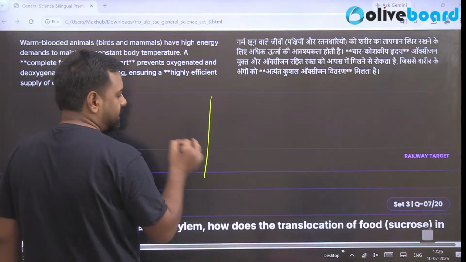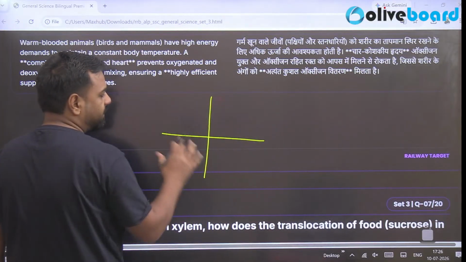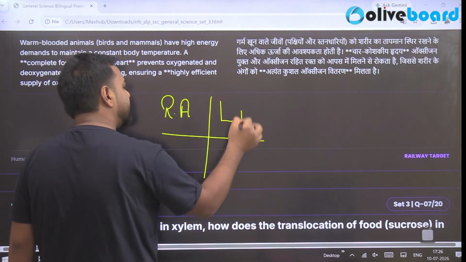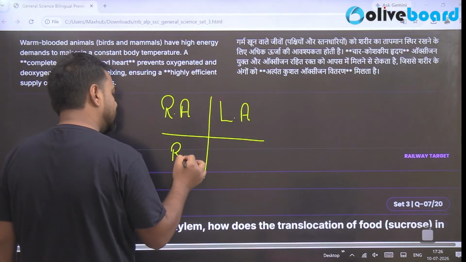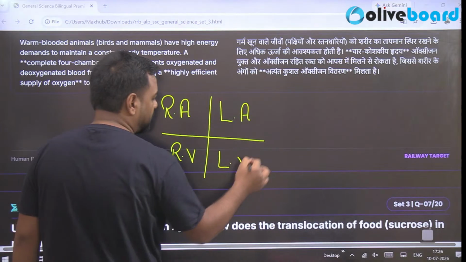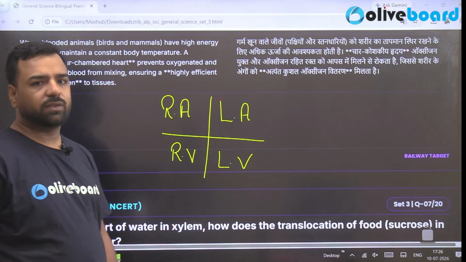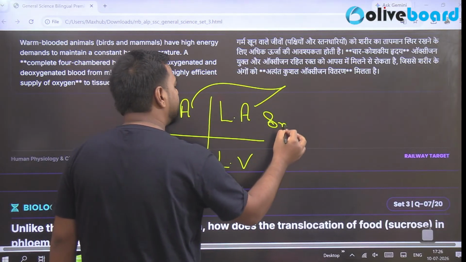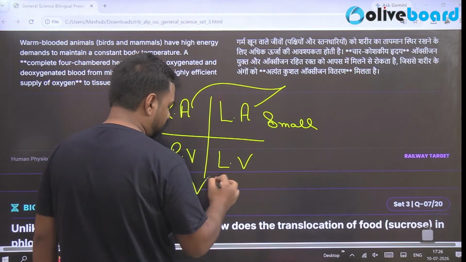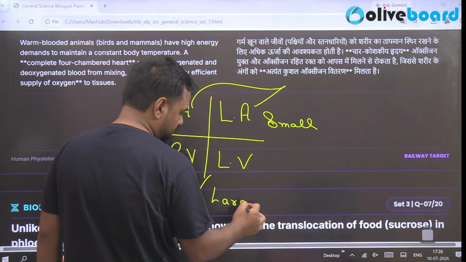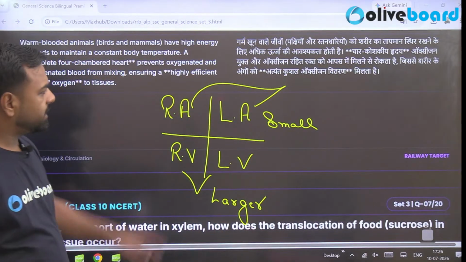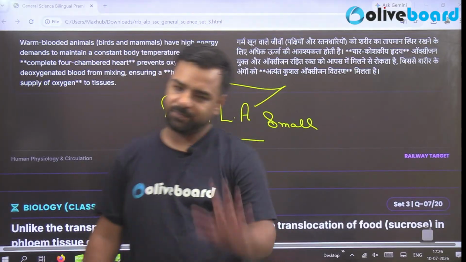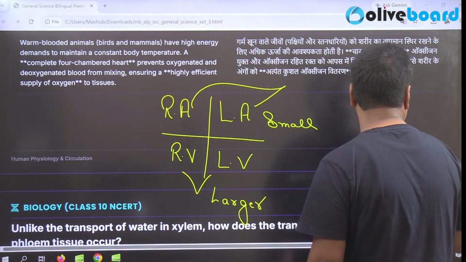So yes, this is our heart. These are the four chambers of the heart. This is the right atrium. This is the left atrium. This is the right ventricle. And this is the left ventricle. These are the four chambers of the heart, where the upper part is the smaller one and the lower part is the larger one, right? And yes, this is the four-chambered heart system which is present in our body. So okay, fine. So this is sorted. Next, what's the next question?